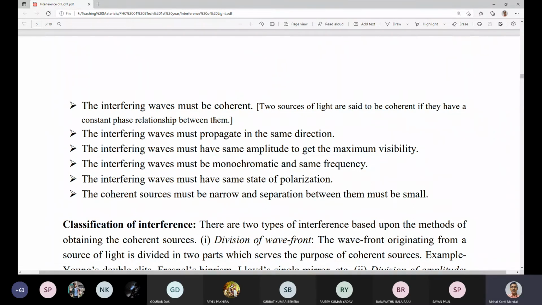If the separation is not small, if small d is large, then what will happen? The fringe width will be very narrow, because fringe width is lambda D divided by small d. So the separation between the two sources is small d. If it is large, then the fringe width will be very small, and we cannot detect the maxima and minima properly. So the separation between the two sources must be small. These are the conditions of a self-sustained interference pattern, to observe the interference pattern.